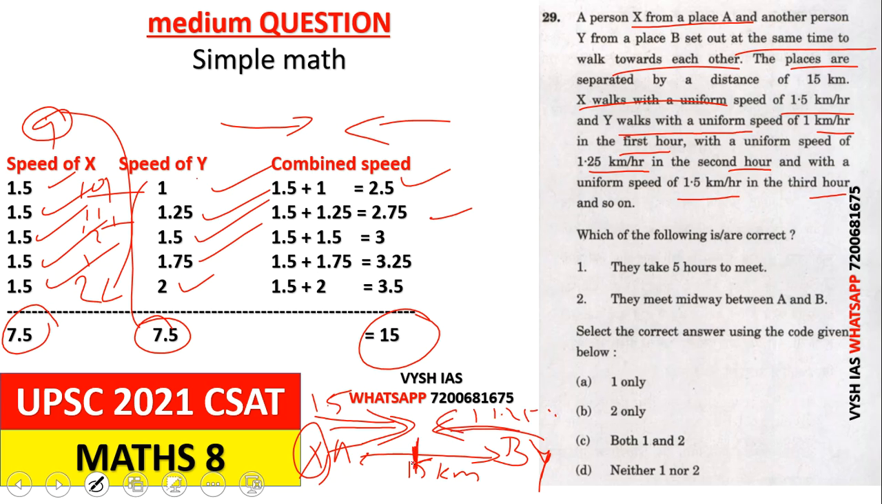And where will they meet? They will meet exactly, because these two are the distances they cover in 5 hours, at the center point. Okay. So that is the question. Which of the following are correct? They take 5 hours to meet. They meet midway between A and B.